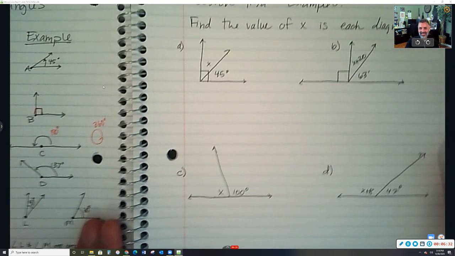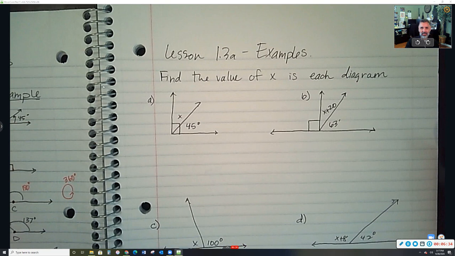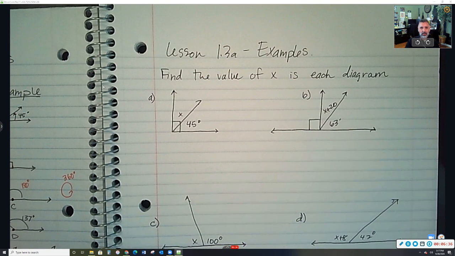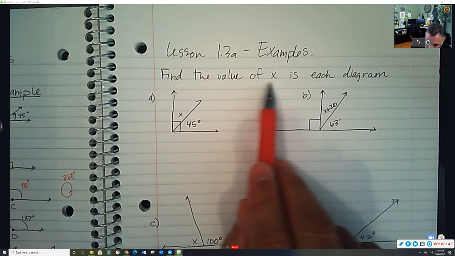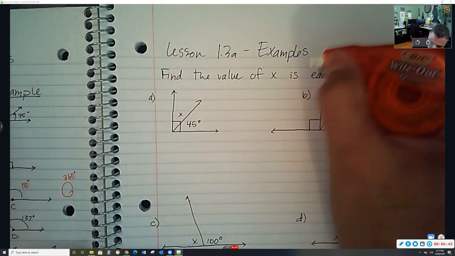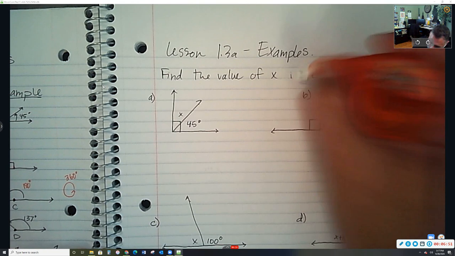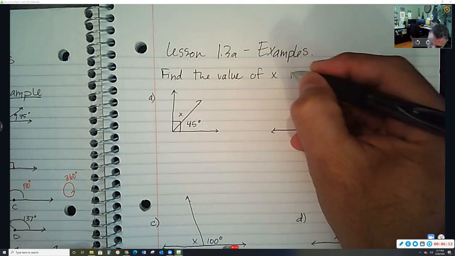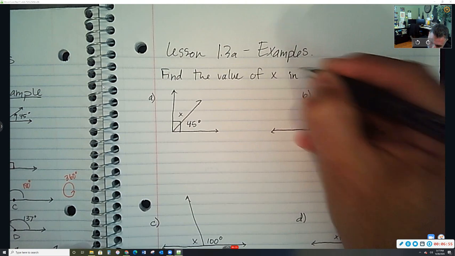Okay, so let's do this. So here's some examples. I'll give you a second to copy that. So here's this: find the value of x in, I should prove this, in each diagram. Okay? In each diagram.